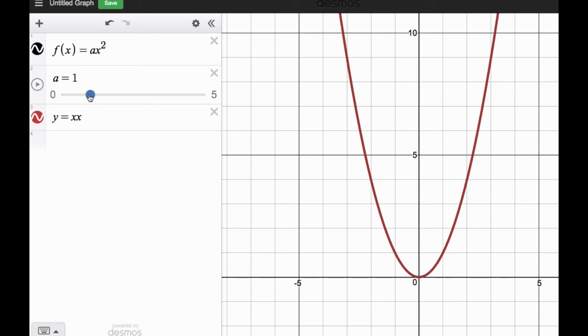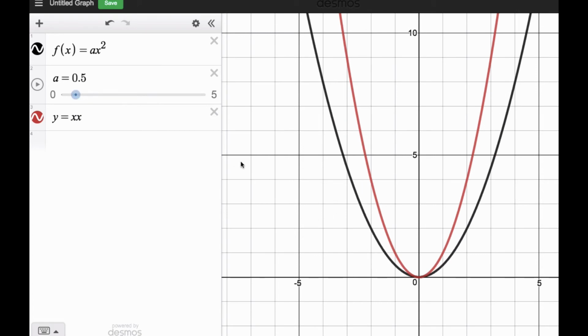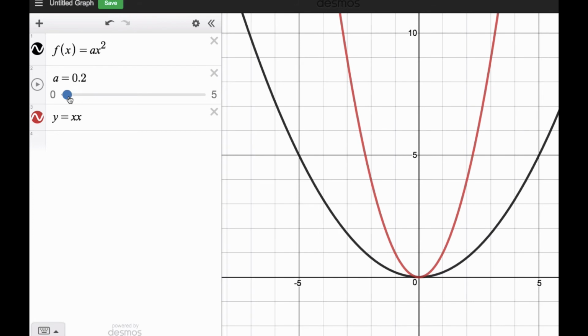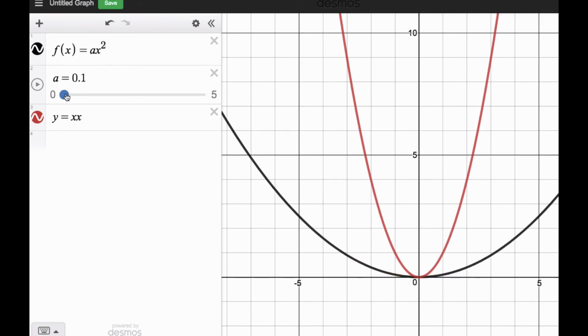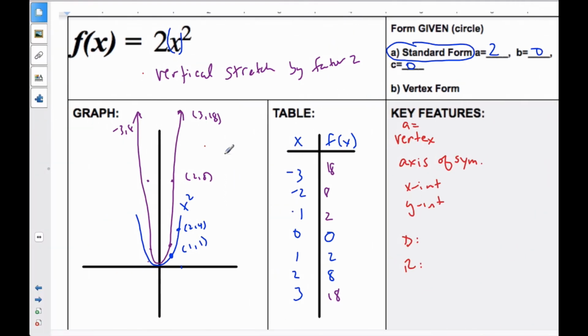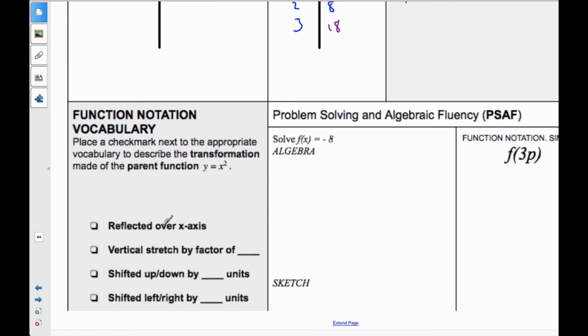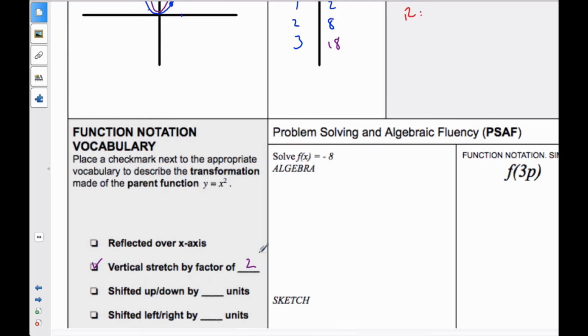But if it's less than 1, look what happens to the graph now. So now I have 0.5, and if I take my x value of 1, I plug it in, I square it, it was 1, I'm going to get it down to 0.5. And so if my a value is between 0 and 1, and positive, it becomes a more fat-like graph, is what I like to say. All right, so this is a vertical stretch by factor 2. And so if I look at my function notation, there's no reflection. There is a vertical stretch by a factor 2, but there are no shifts in this one particularly.